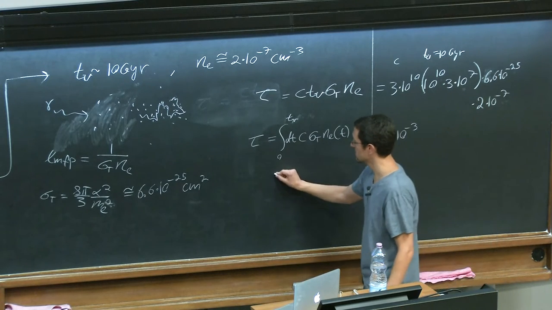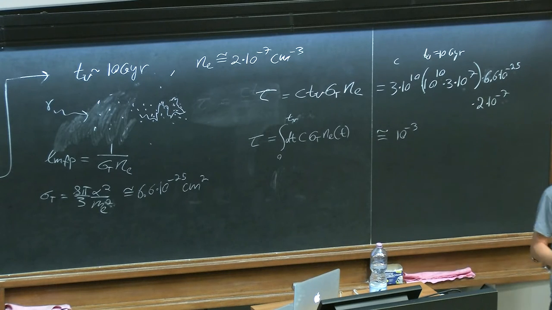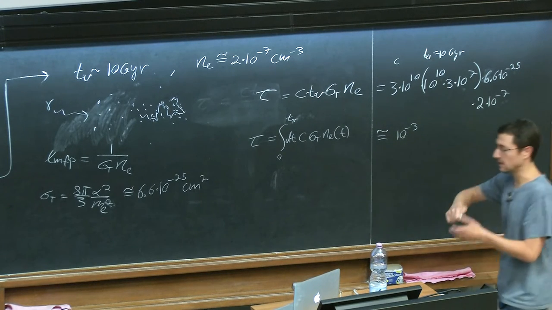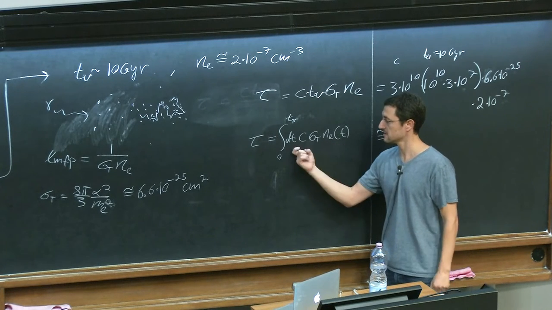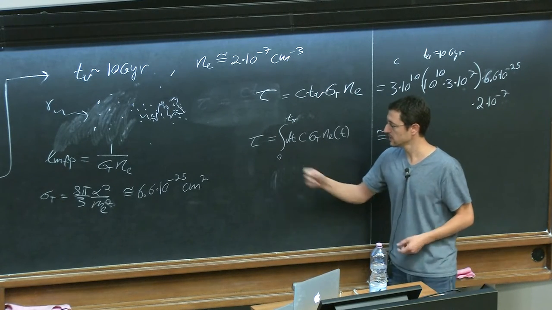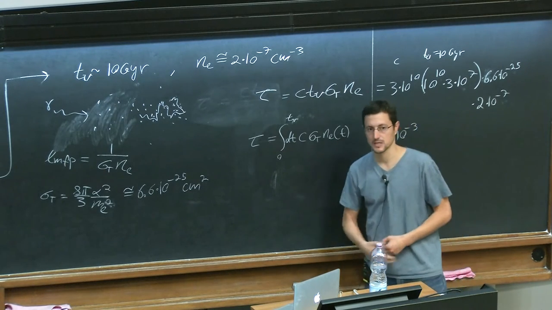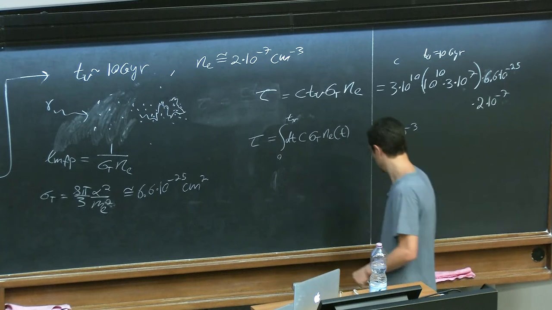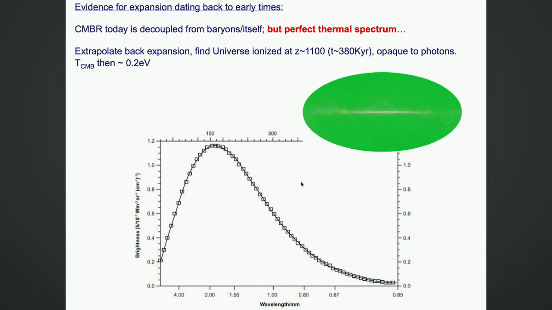For homogeneous expansion, this n_e contracts and expands like the cube of the linear scale. So n_e becomes larger as time goes towards the origin, and it beats this measure and gives us a large optical depth. But we will do this in detail. So the CMBR, the fact that it's a black body, is also strong evidence in support of expansion.